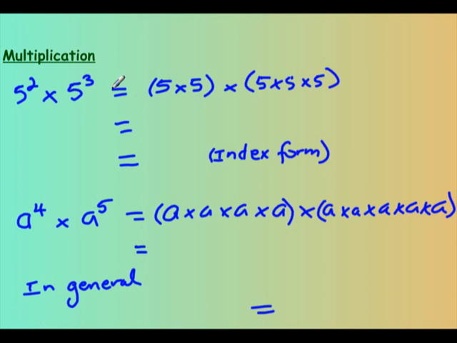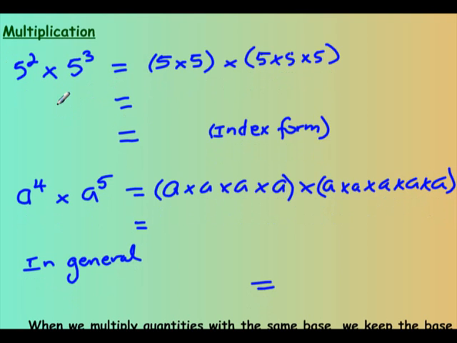Let's move on to multiplication of powers and quantities raised to a certain power. So we have 5 to the second times 5 to the third. First of all, we know 5 to the second means 5 times 5, and 5 to the third means 5 times 5 times 5. So what we have is 5 times 5 times 5 times 5 times 5. We're repeatedly multiplying 5 by itself 1, 2, 3, 4, 5 times. So in index form, this is 5 to the 5th power.